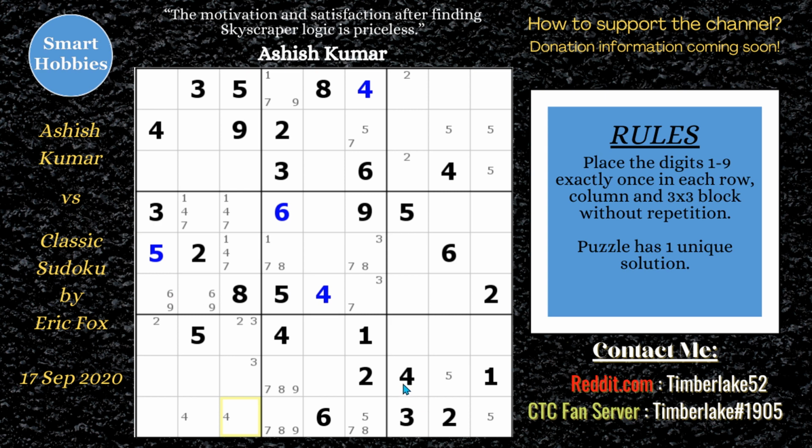a 4 here in columns 8 and 7. And then we marked that 4 there. So he's like, oh, there's only 1 space left for a 4, right there in row 6, column 5.